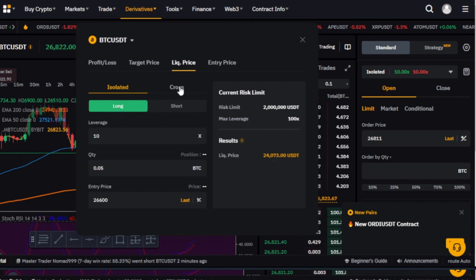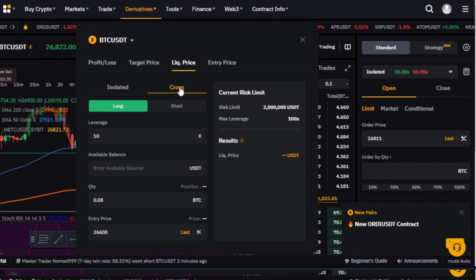Now remember, this is on the isolated mode. You can use cross, and this is calculated based on the balance on my account right now. So it will give you the estimate based on the balance on your account, because it doesn't give you the option to enter the amount. Now, if I use cross, it means that there is no liquidation. Out of the money that I'm risking from the balance of my account, I will not be liquidated.